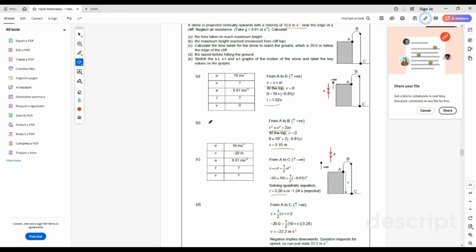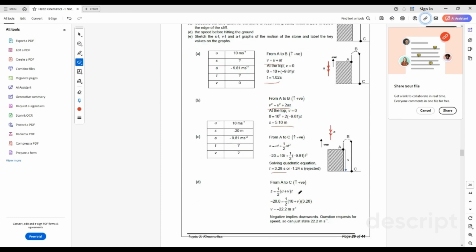Next, how do we find the speed before hitting the ground? We can use this formula, or we can also use this formula. Since we also know what t is, it doesn't really matter. We just substitute in order to get v equals exactly 2.5.